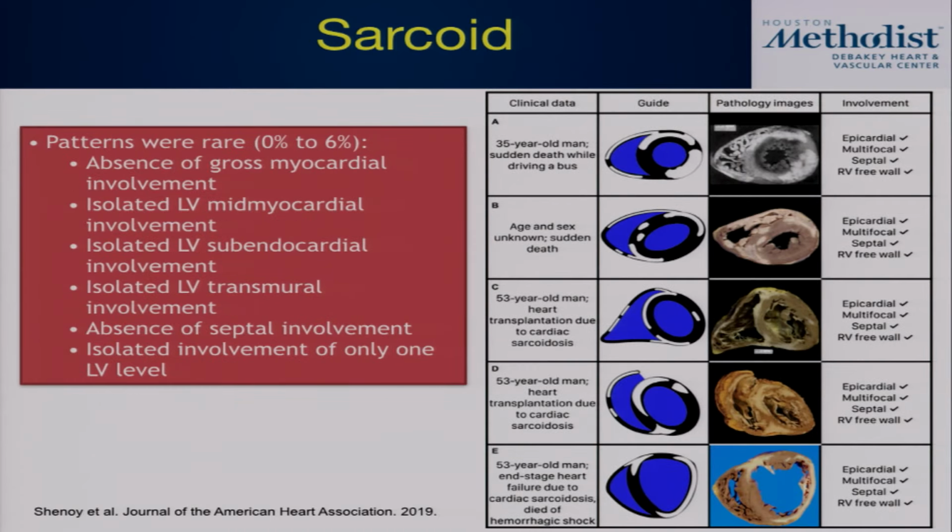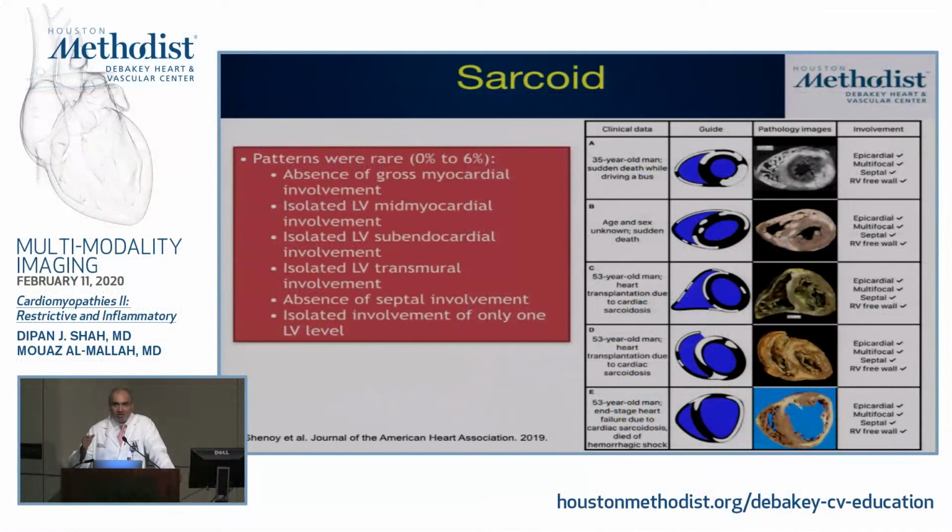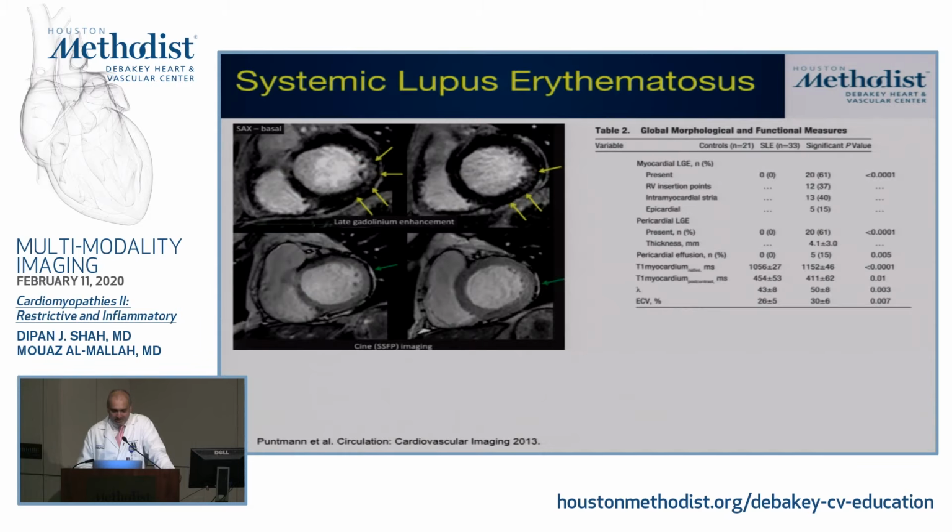And some of the findings that they found to be rare in patients with autopsy-proven cardiac sarcoid were, obviously, the absence of any gross myocardial involvement, the presence of just isolated LV mid-myocardial involvement, which was not really very commonly seen in sarcoid, isolated LV subendocardial involvement, or isolated transmural involvement. So the idea being that this is really a disease process which oftentimes affects multiple regions, and it affects not just the LV, but also the RV as well.